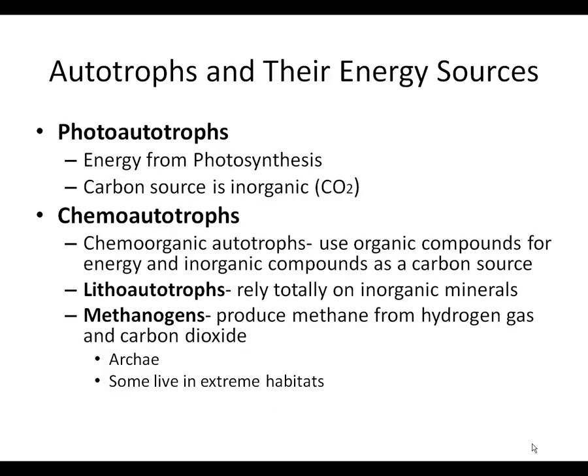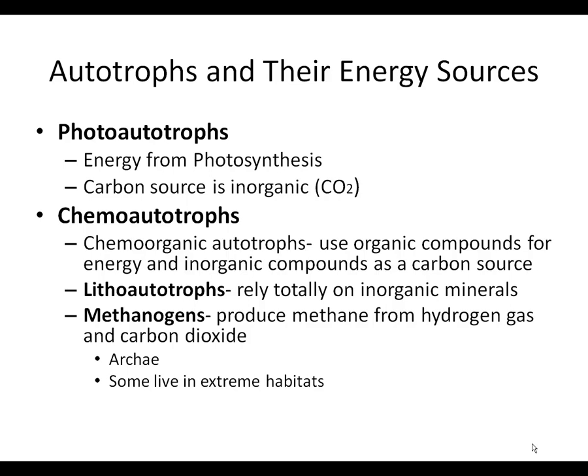Photoautotrophs: if we take our heterotrophs and our autotrophs and combine them with our phototrophs and our chemotrophs, we can figure out what their carbon sources and what their energy sources are. Photoautotrophs gain their energy from photosynthesis. They're autotrophs, so therefore their source of carbon is going to be some sort of inorganic carbon, like carbon dioxide.